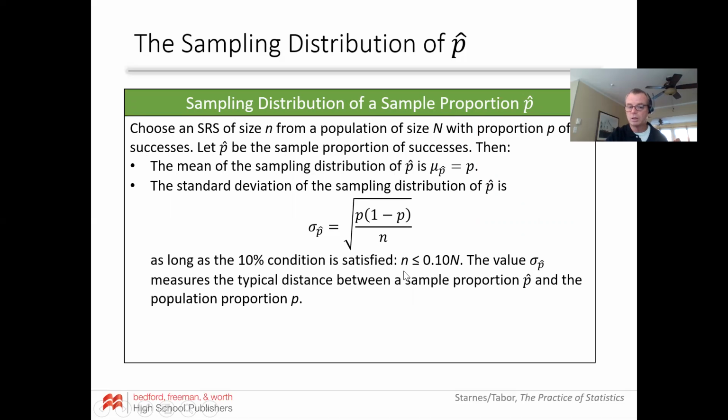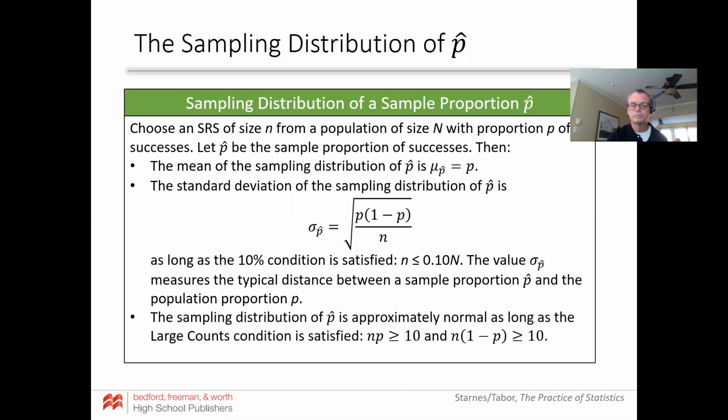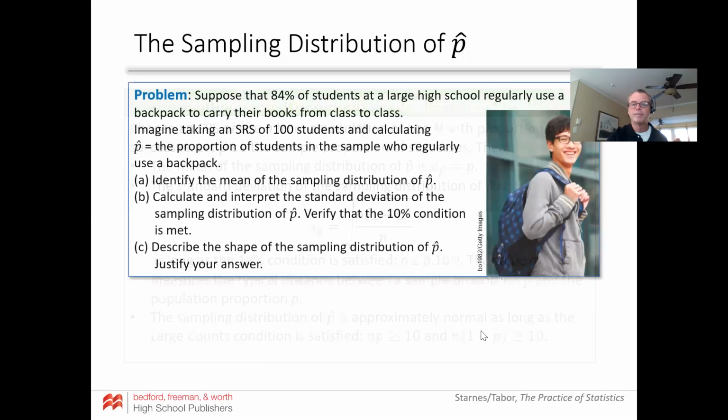We're referring to the 10% condition there. The 10% condition is saying your sample's not too big, and then it's going to be approximately normal if n times p and n times 1 take away p are both at least 10. All right.